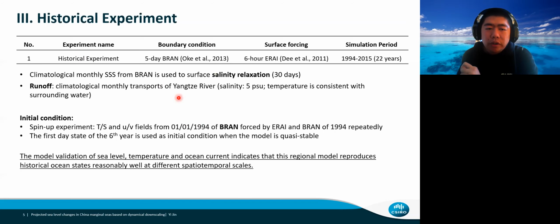For this part, we did a lot of model validation of the sea level, temperature, and ocean current, which indicates that the regional model can reproduce the historical ocean state reasonably well. And then we are confident to move to the future. Because of the time limitation, I will not show the validation results here.